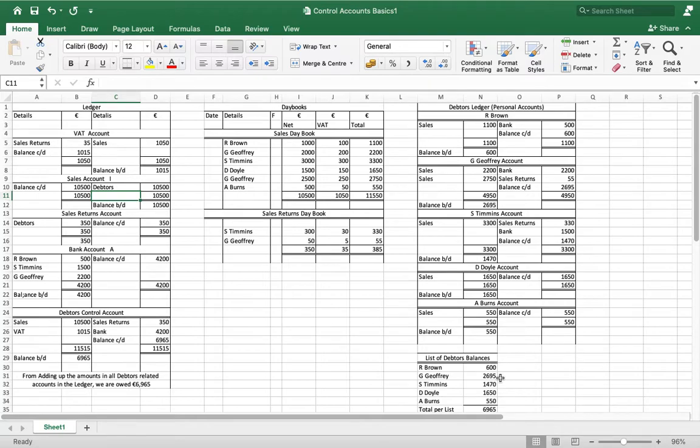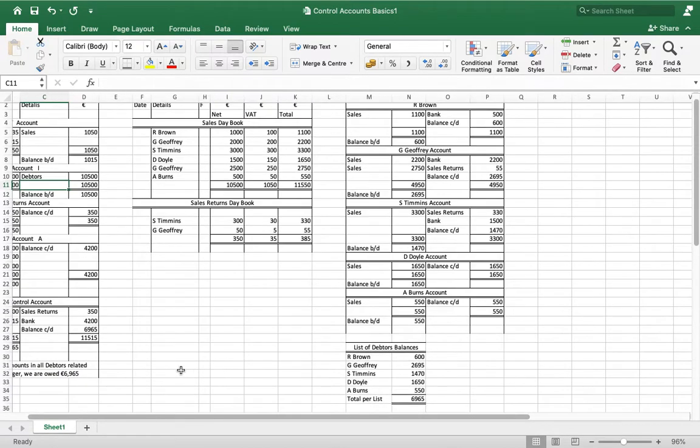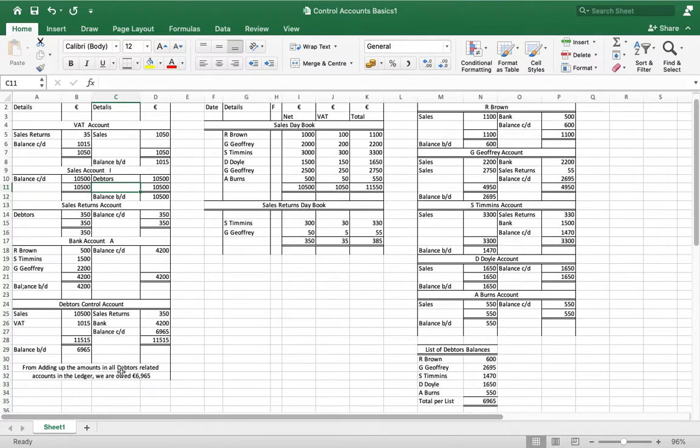So the balance BD for each of these, I take all of those balance BDs, add them together, and I get the total from the list of debtors' balances. And if I've done my entries correctly, this list should be the same. The total from this list should be the same as the total that I get over here from doing my debtors control account.